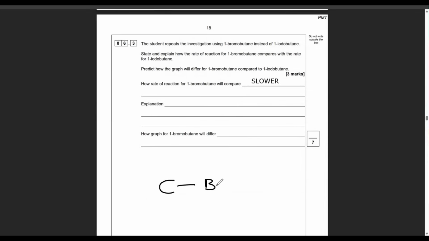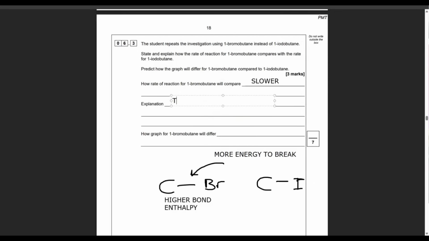Now this is because the carbon-bromine bond has a higher bond enthalpy and therefore will require more energy to break that bond. The carbon-iodine bond actually has a lower bond enthalpy, so it's easier to break. Therefore, haloalkanes with a C-I bond react faster than ones with a C-Br bond. C-Br react faster than ones with a C-Cl bond. C-Cl react faster than ones with a C-F bond. And it's all to do with the amount of energy required to break the bond. As we go down the halides, we find that the bonds are easier to break. So the C-Br bond has a higher bond enthalpy, so requires more energy to break.